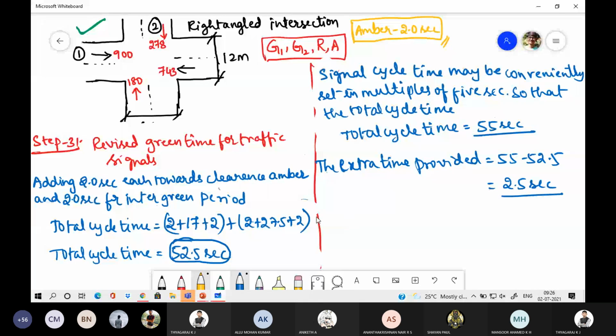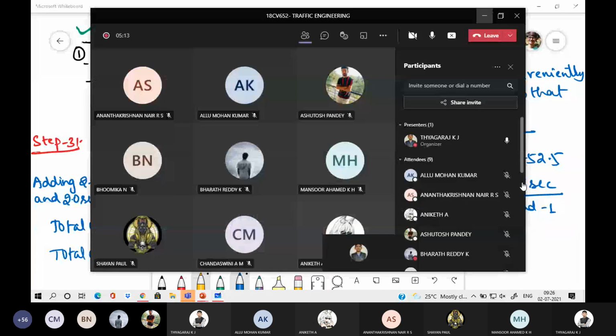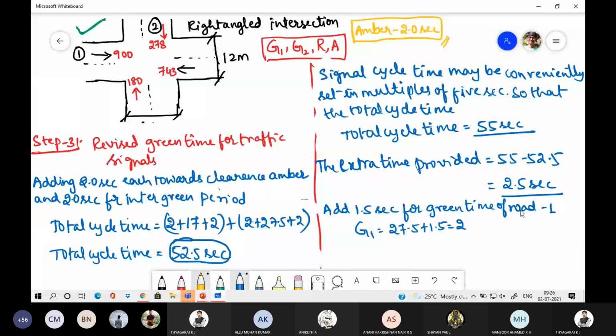Now make a statement here. Add 1.5 seconds for green time of road 1. So G1 is equal to 27.5 plus 1.5, it is equal to 29 seconds. So look here, we have got 2.5 seconds, right?